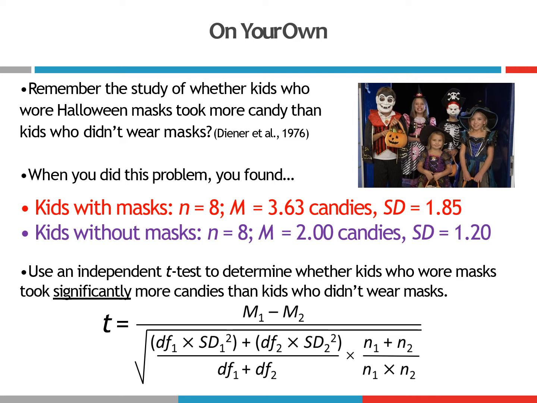Then df1 and df2 are simply the degrees of freedom for each of our groups, which we calculate by the simple formula of n minus 1. SD squared 1 and SD squared 2 are just the squared standard deviation of group 1 and group 2, respectively. And over on the right, we have N1 plus N2 over N1 times N2, which is just the sample size of group 1 and group 2. So this equation represents the observed difference on top over the difference we would expect by random chance alone, or the standard error.